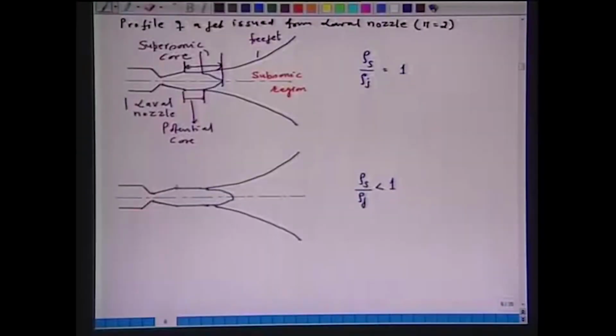So, accordingly, if this is my exit of the nozzle, you see this is the length of the potential core, and this is the supersonic core beyond potential core, and this total you can call as the supersonic core. So, the length of potential core as well as length of supersonic core, they are larger as compared to when the ratio is equal to 1.